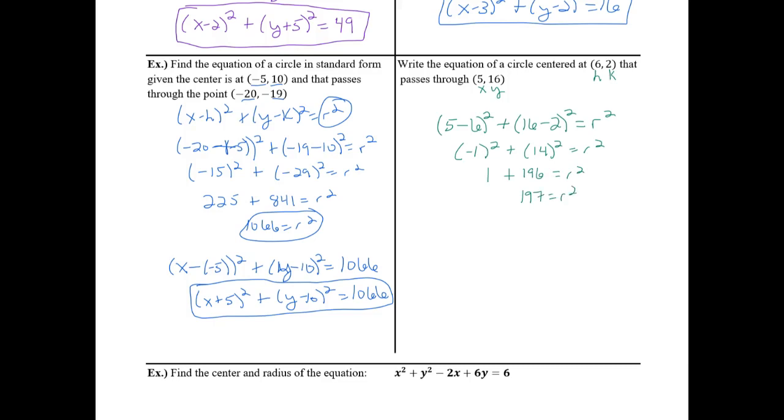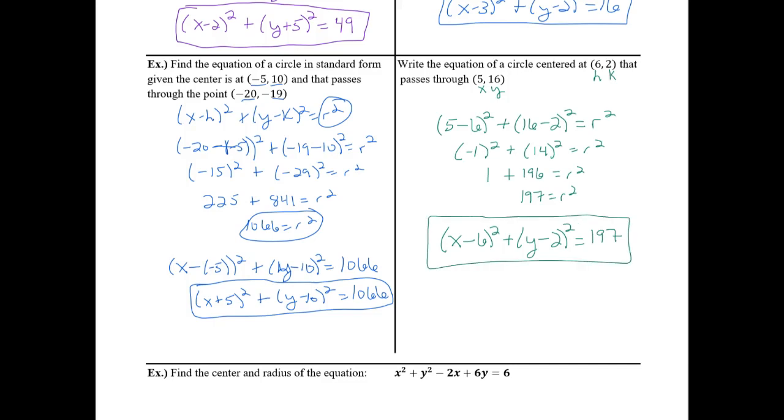And we don't really have to go any further than that for our equation purposes. If you were asked to find r, you would have to take the square root. But since we just want r squared for our standard form equation, we're just going to leave it like that. So, plug in what we know. x minus our h, 6, squared, plus y minus our k, which is 2 squared, equals r squared, which we just found was 197. And there you go.